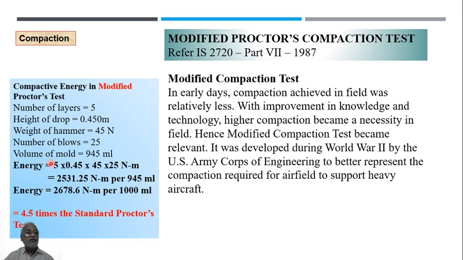Now the energy used is calculated: 5 layers, 0.45 into 45 is the drop, multiplied by 25 blows per layer. If you calculate this, you'll get 2531.25 joules per 945 ml, or 2678.6 newton meters or joules per 1000 ml. If you compare this with standard Proctor test, almost 4.5 times the energy is used here, because that is around 600. So approximately 4.5 times more energy is used in modified Proctor test.